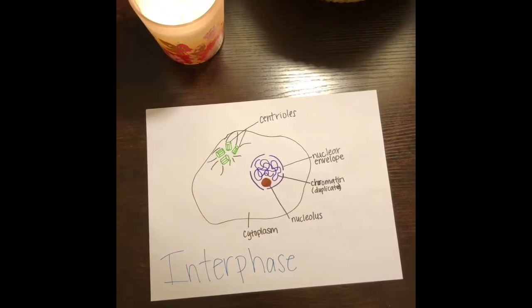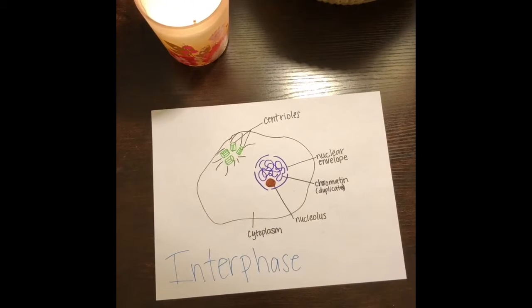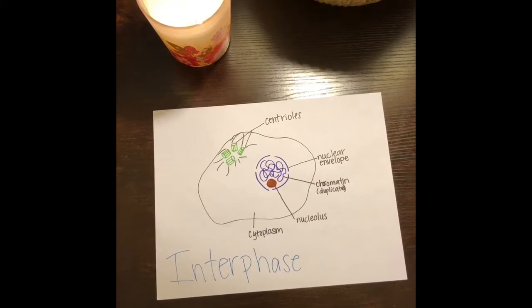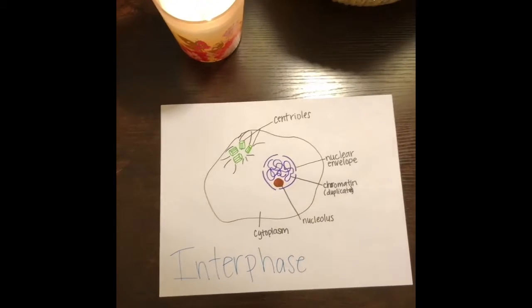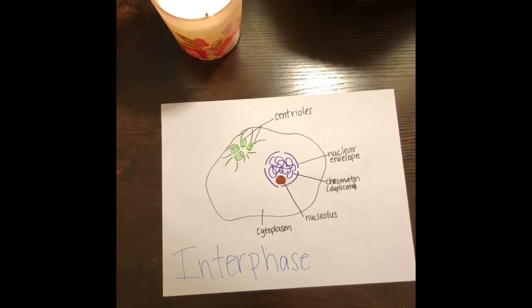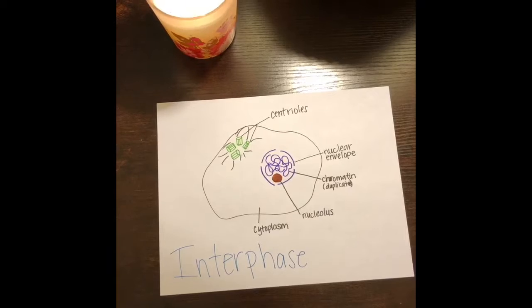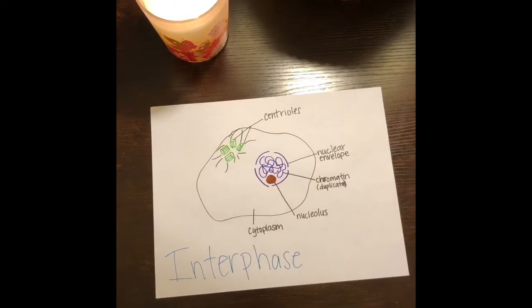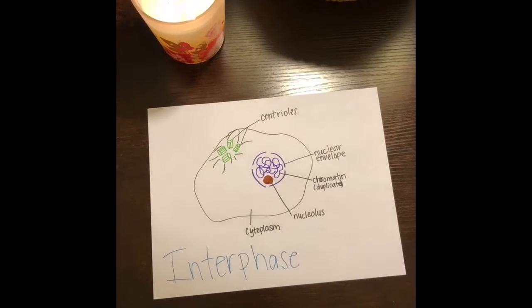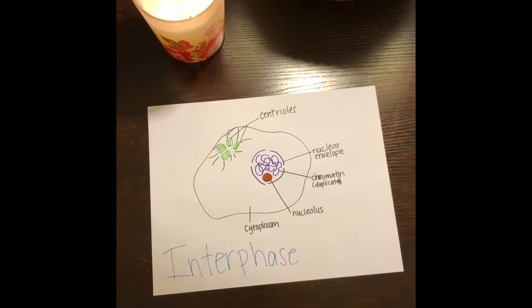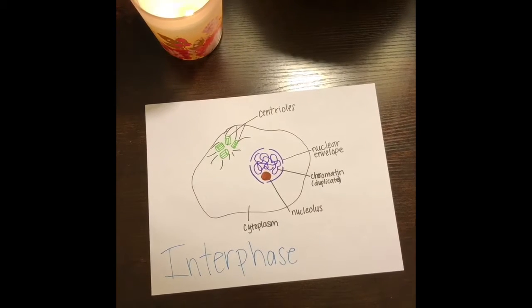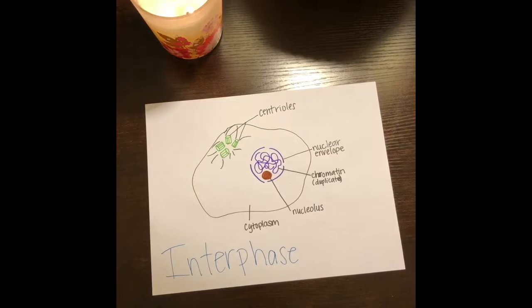The first phase in mitosis is interphase. In interphase, there are three important checkpoints. The first checkpoint is the G1 checkpoint. The G1 checkpoint checks for growth, metabolic activity, and centriole replication. If these fail, the cell goes into G0 phase, meaning it does not continue into mitosis.